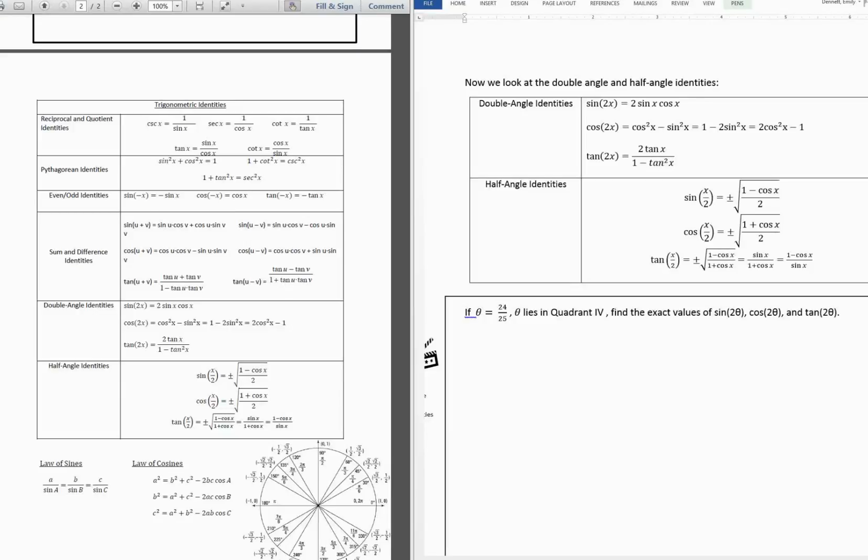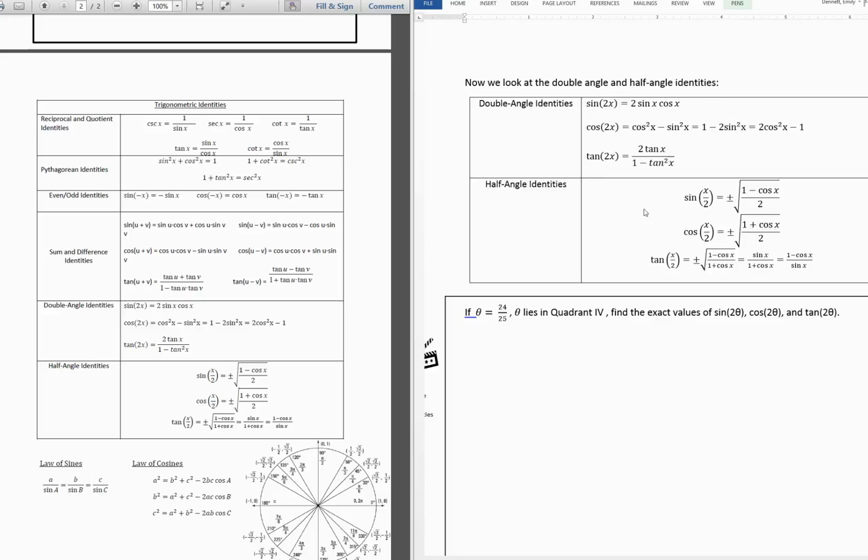We've got one last set of identities to go over, and these are the double angle identities and the half angle identities. And you'll see that these are on your formula sheet. The double angle identities are if you're trying to find sine of 2x, cosine of 2x, or tangent of 2x. So they're all there.